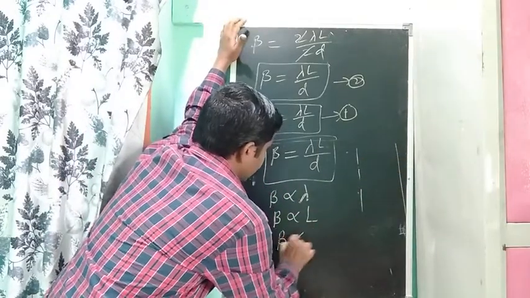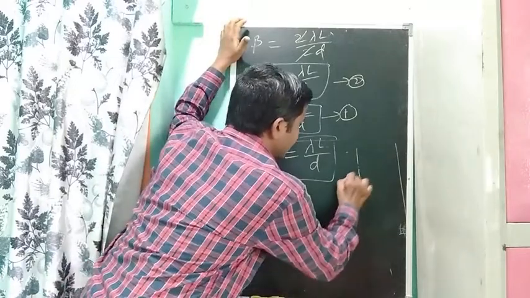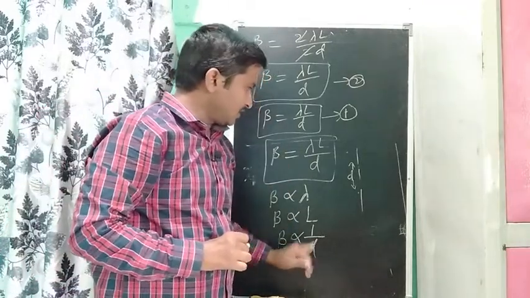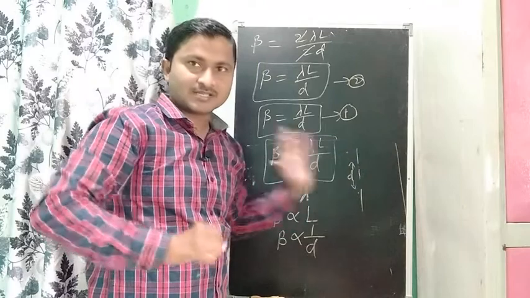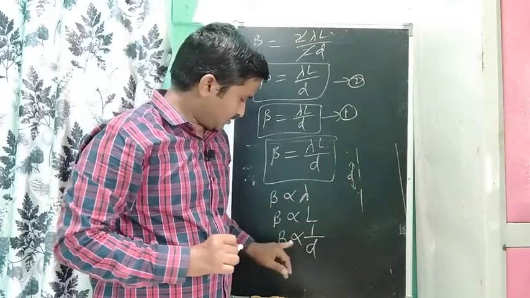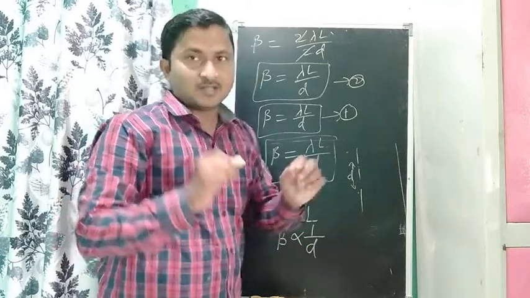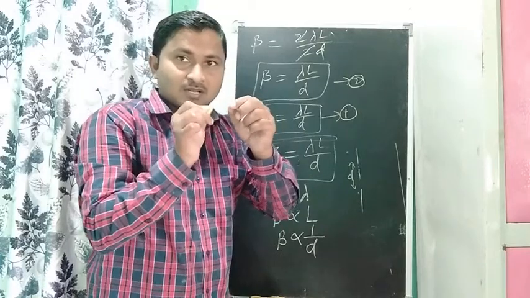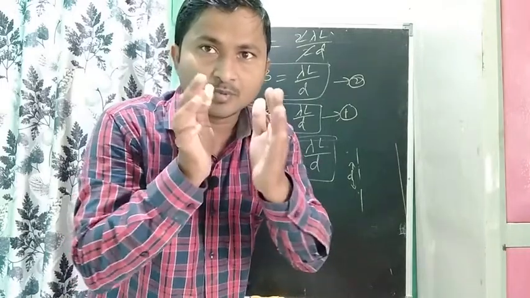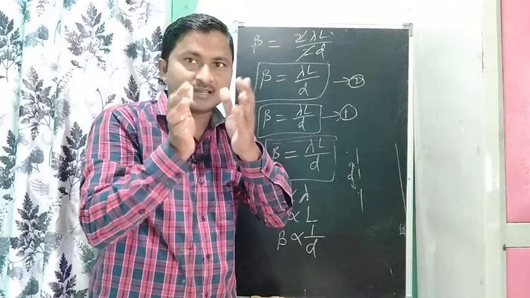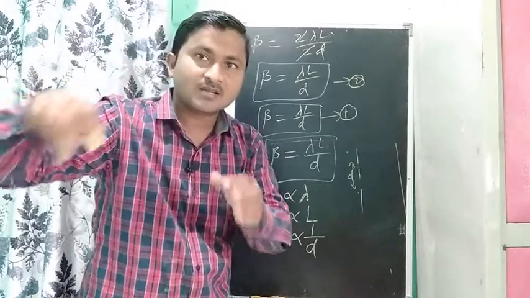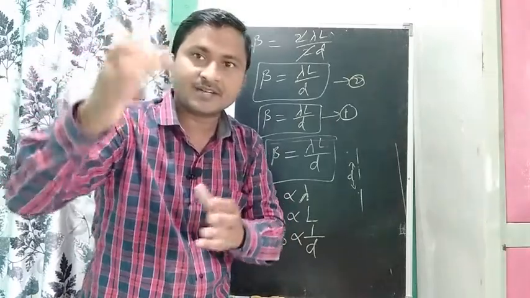And the fringe width is inversely proportional to the distance between the two slits, the two light sources. If the distance is less, then the fringe width is more. That's why, for the superposition of two light waves, the two light sources must be very close to each other. When they are very close to each other, there is a large chance of superposition of waves and it forms the perfect interference pattern.